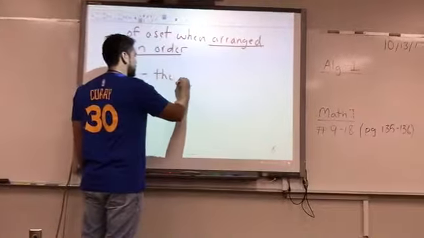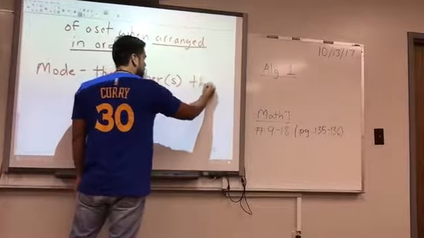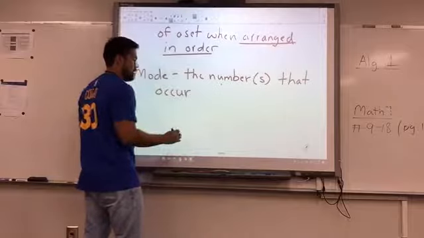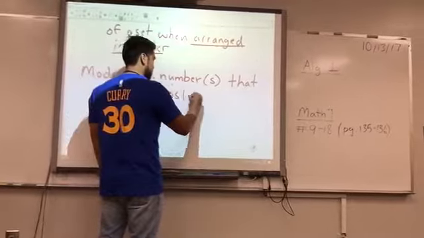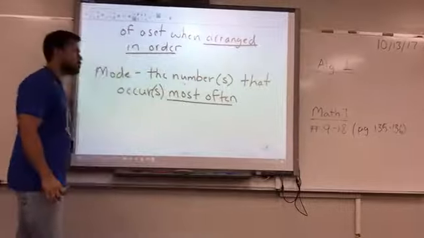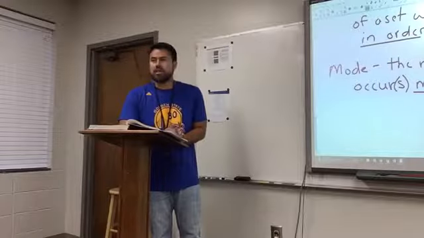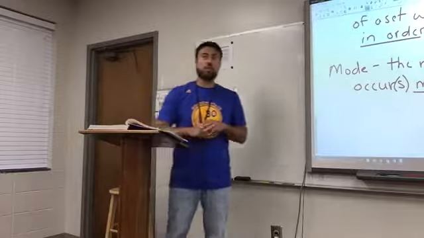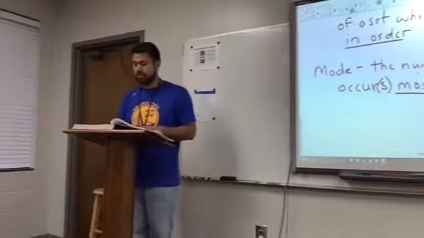The number, and I'll put it here to help you out, the number or numbers that occurs most often. That's the mode. Do you have to arrange it in order to find the mode? Nope, you just have to be able to see them. Arranging in order might be able to help you see it because you can say, oh, there's 2 of these numbers, but you don't have to do that.